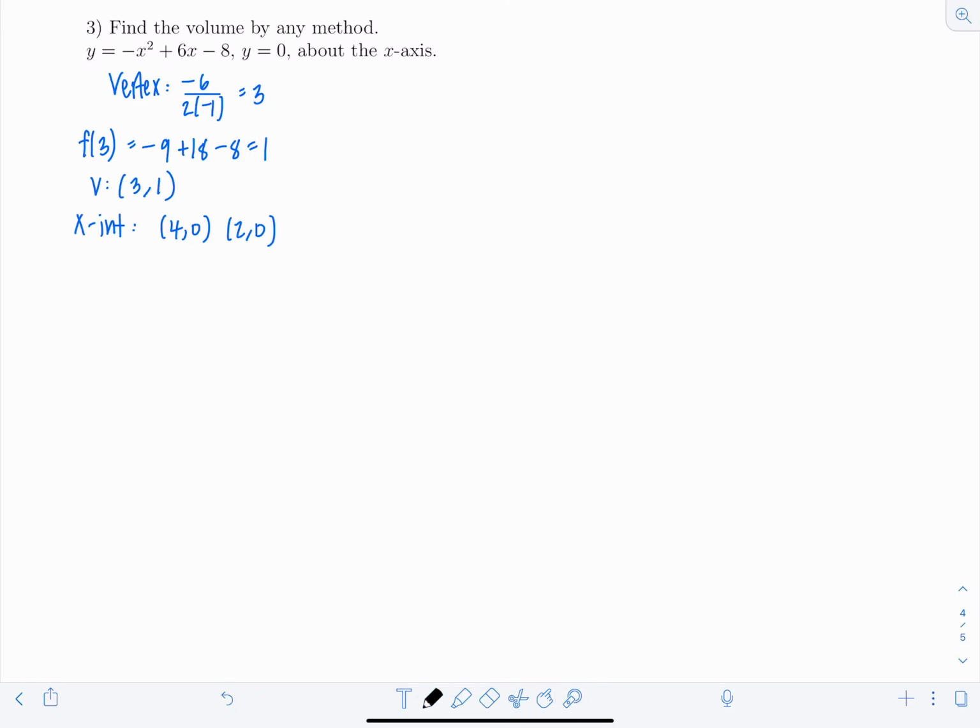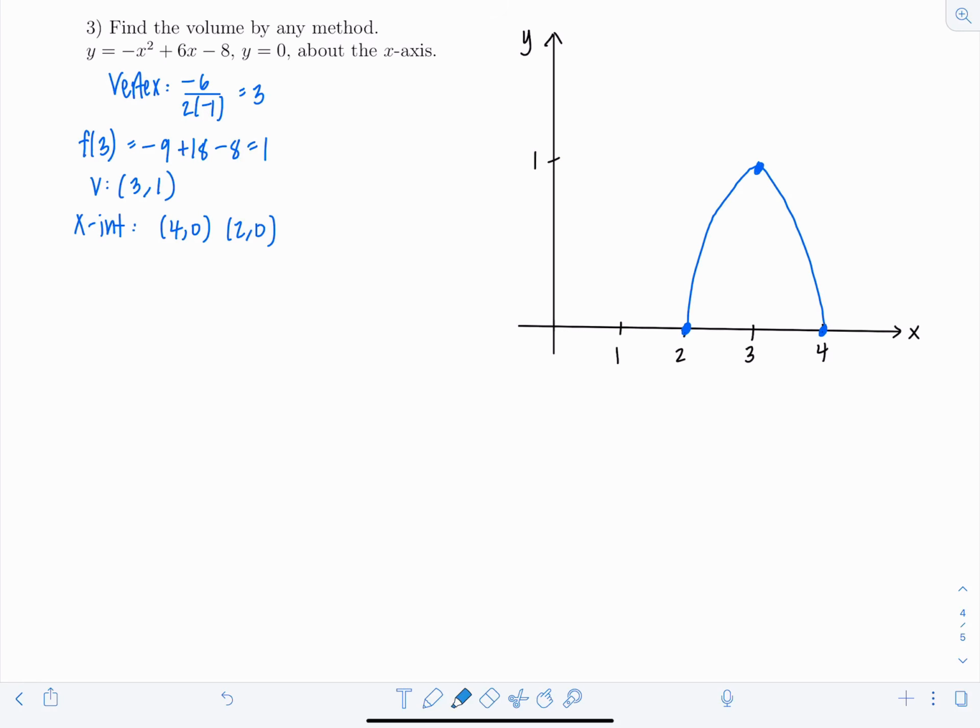Okay, so let's draw this region. So here's the y-axis. I don't have to go very high, right? Just to 1. And then the x-axis, I'll sketch it out to 4. So we have 1, 2, 3, 4. And then I'll say this is 1. So 3, 1 is where the vertex is. 2, 0, and 4, 0 are the x-intercepts. And I'm bounding this region with y equals 0, which is the x-axis. So this is what we're spinning.